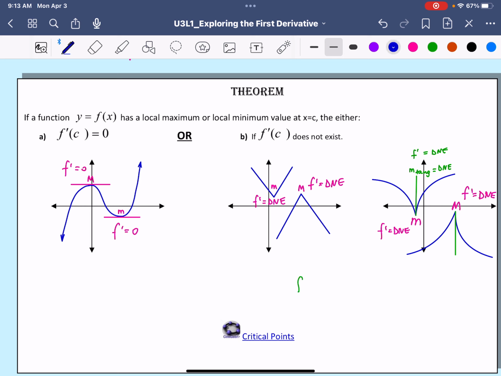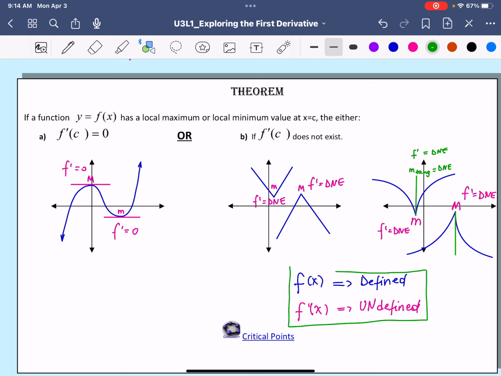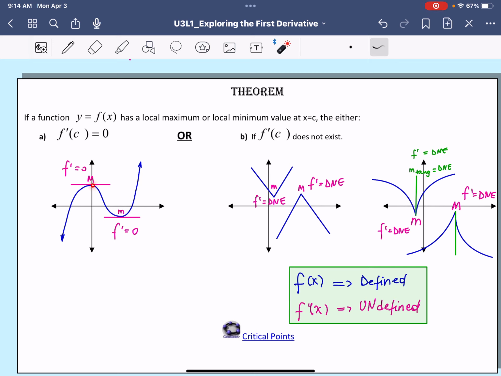To summarize this, we're going to write that the function f of x will be defined at the critical point. However, the derivative will have an undefined value. With this in mind, we are going to take a look at a couple of examples and see how we can determine the min and max values of a function at points where the derivative exists or the derivative doesn't exist.